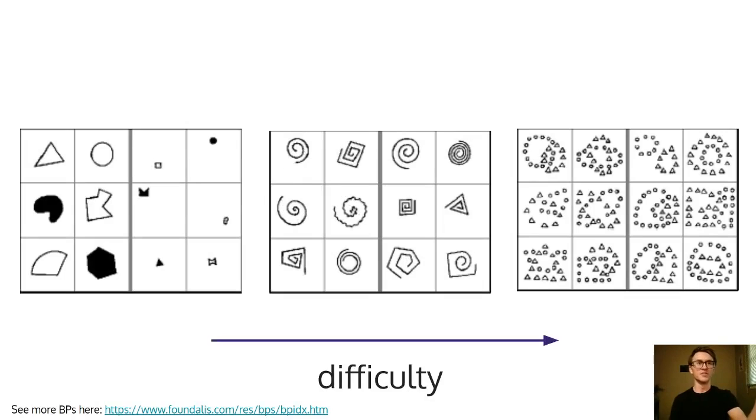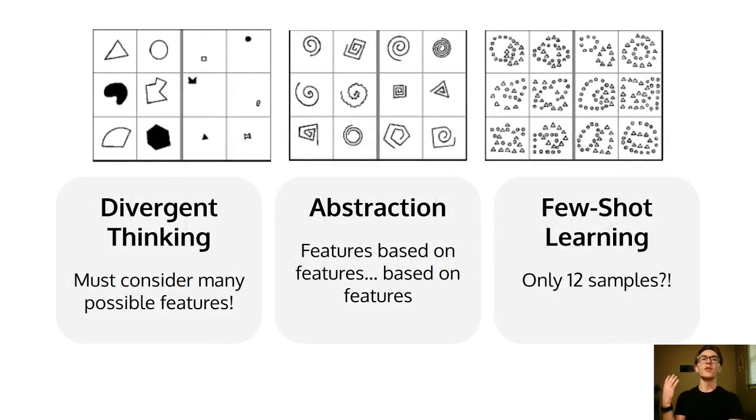However, there are hundreds of Bongard problems, each of which requires its own unique rule, and they come in a wide range of difficulties. To consistently solve Bongard problems requires at least 3 skills which are central to human intelligence. The first is divergent thinking, where we must consider many different features that maybe we don't even know in advance. It requires abstraction, so features based on simpler features, based on simpler features.